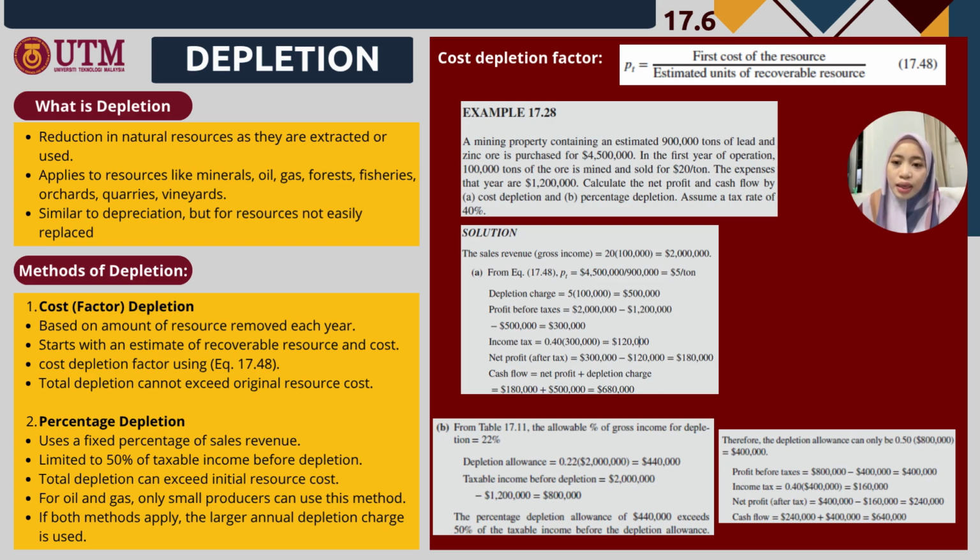Next, we calculate profit before tax, income tax, and net profit. The cash flow is equal to net profit plus depletion. So the answer is $640,000. So in conclusion, cost depletion provides a slightly higher cash flow than the percentage depletion.